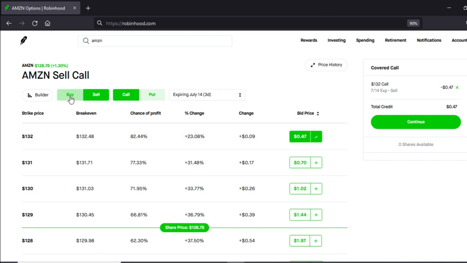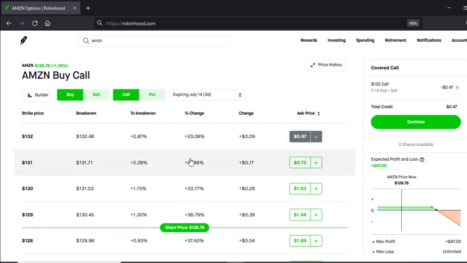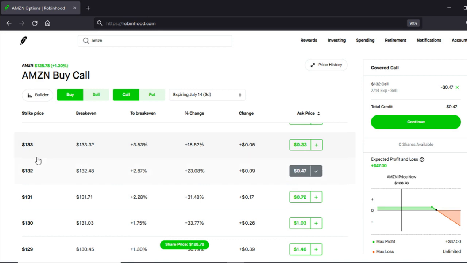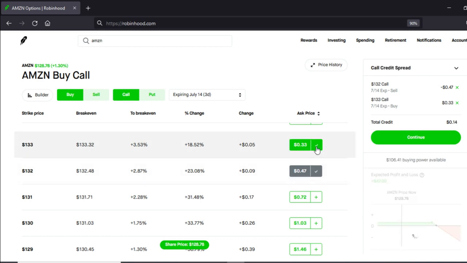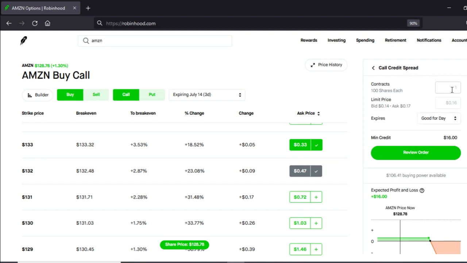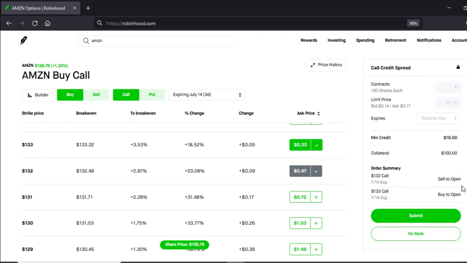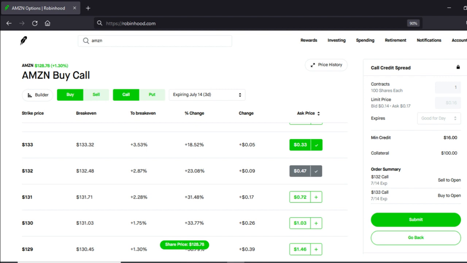Now we're going to go over to buy and call, and we're going to choose the strike price directly above that, which is going to be 133, and we're going to have to pay 33 cents. We're going to go to continue. We're going to choose the amount of contract, which is 1. We're going to hit review, and there you have it. Once again, that took me literally less than 30 seconds. Like I said earlier, the best way to know options and to keep winning with options is always to practice, practice, practice. So in this case, your collateral once again is $100.